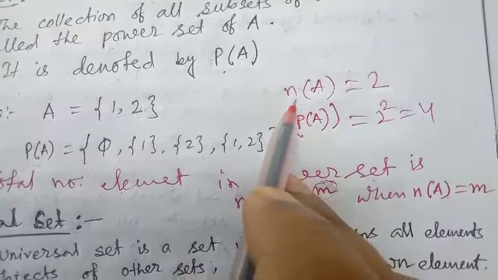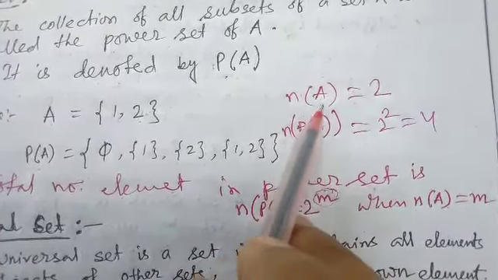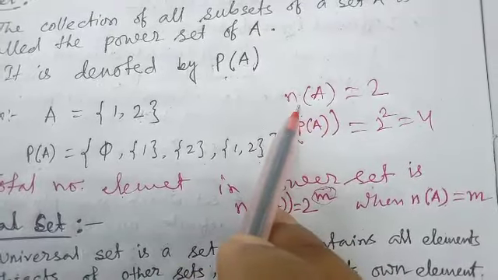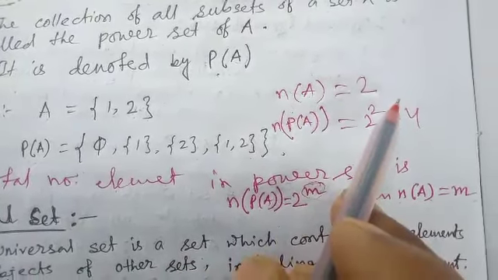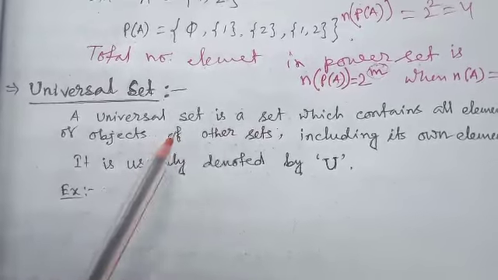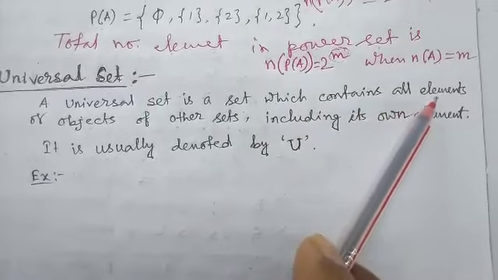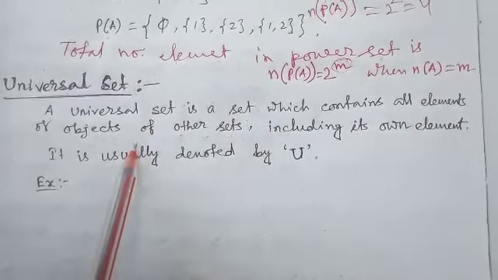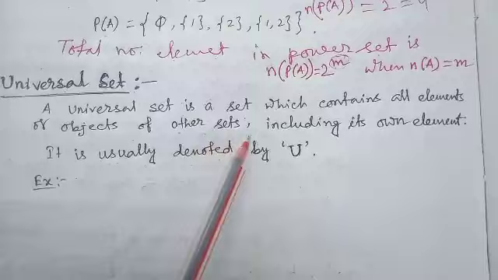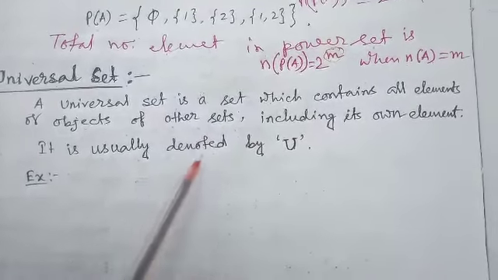N of A means the number of elements; this is also called the cardinal number. Cardinal number means the number of elements of a set. Next one, universal set. What is universal set? A universal set is a set which contains all elements or objects of other sets, including its own elements. And usually it is denoted by U.